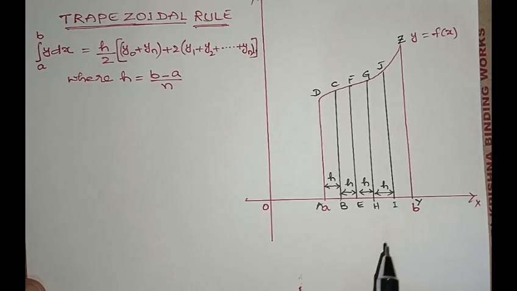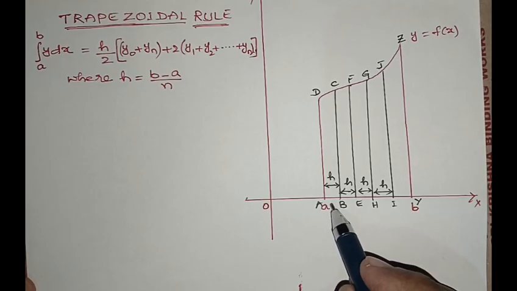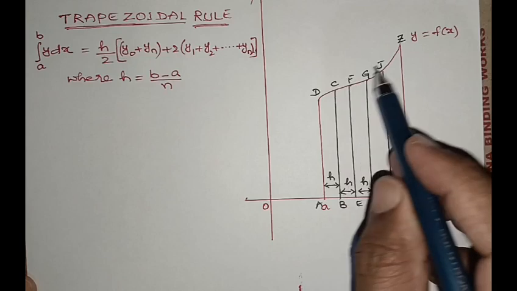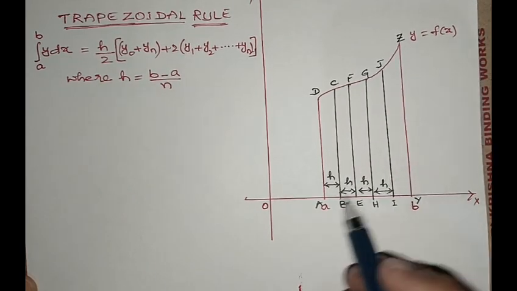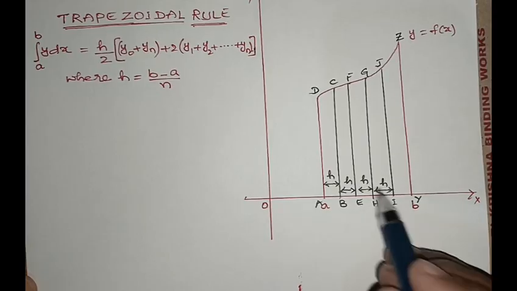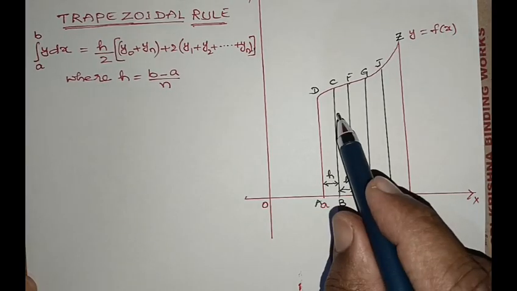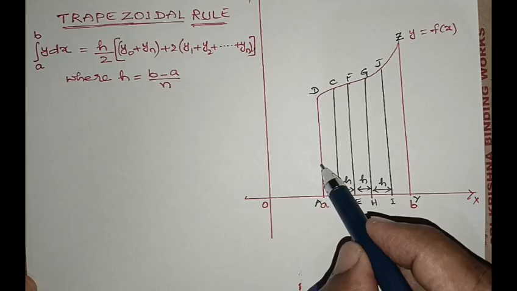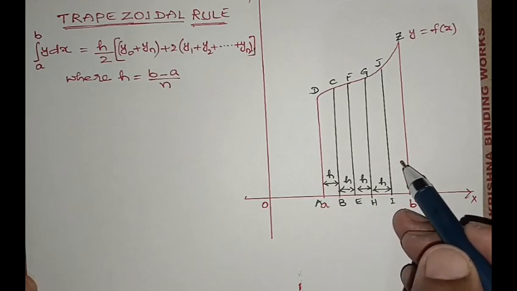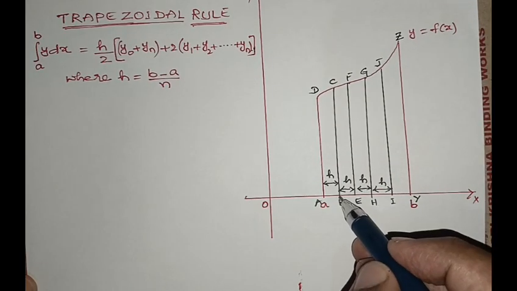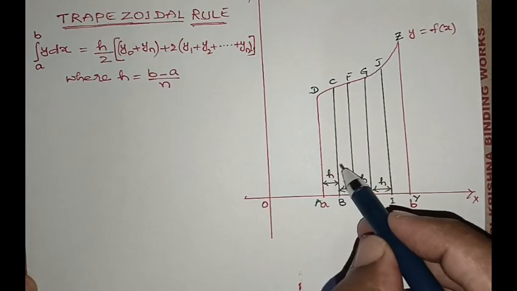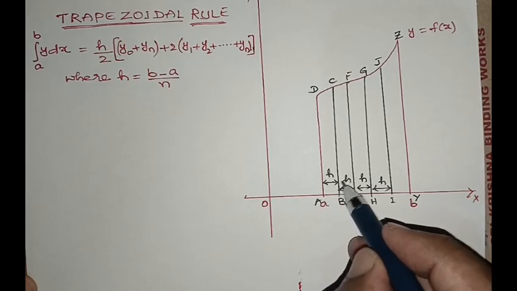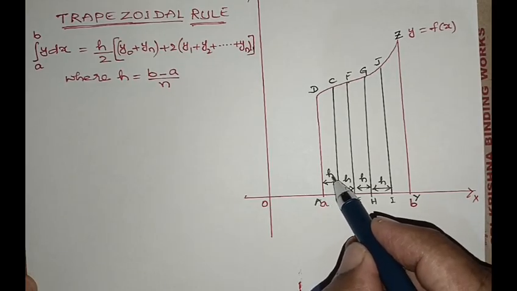Next, let us divide this area under the curve y is equal to f of x, bounded by the lines x is equal to a, x is equal to b and the x-axis, by some straight lines parallel to x is equal to a and x is equal to b. Here one such parallel line is BC, drawn parallel to x is equal to a, and the distance between these two lines is h.